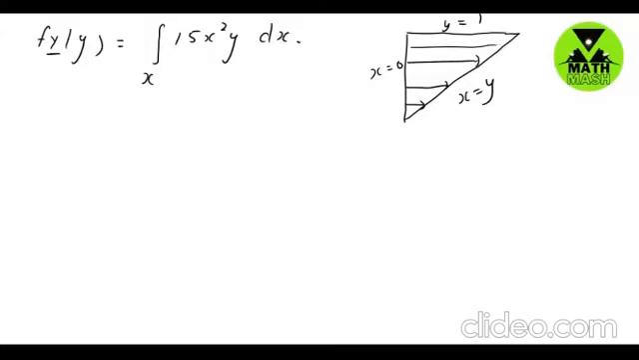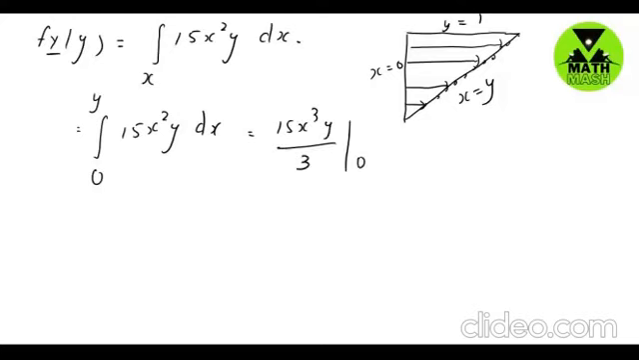The leftmost point of x is lying along the line x equal to 0, so the lower limit of x is 0. The upper limit, the rightmost point of x, is lying along x equal to y. So the value of x is equal to y here, and the function is 15x squared y. Integrating with respect to x, this becomes 15x cubed y by 3, and the limits are from 0 to y. Substituting x as y, this becomes 15 by 3, which is simply 5, so this comes out to be 5y to the power 4.